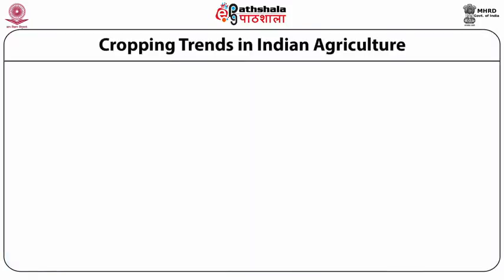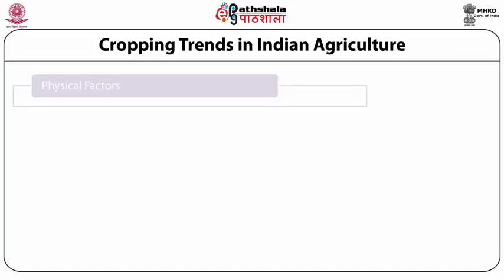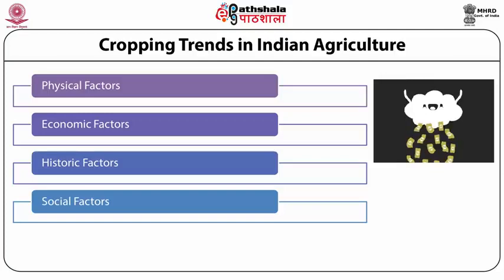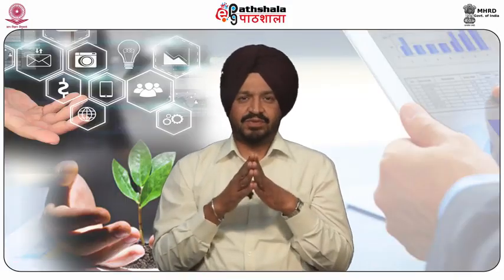Cropping trends in Indian agriculture and the factors which influence the cropping trends. These are physical factors, economic factors, historic factors, social factors, and government policy. A variety of crops are grown in India. Cropping pattern refers to the distribution of cultivated land among different crops grown in the country. Cropping pattern reveals the nature of agricultural operations. For example, how much importance is given to the food crops, how much importance is given to the cash crops and other types of crops.